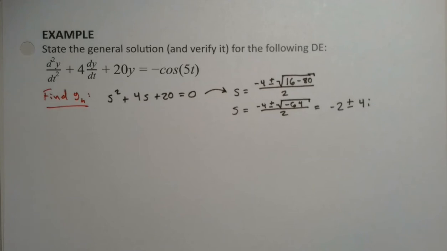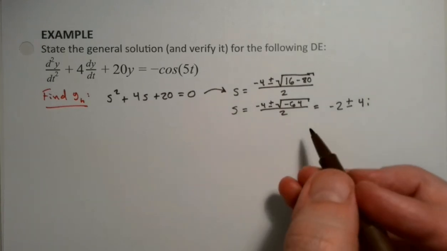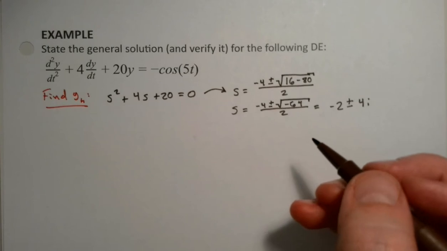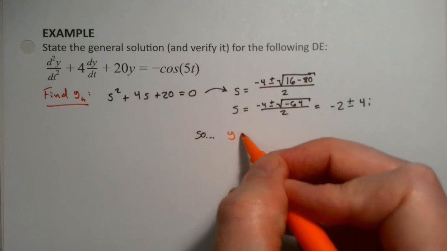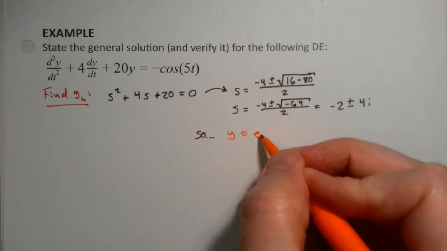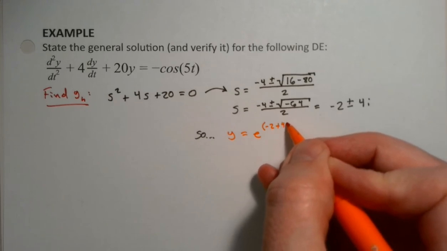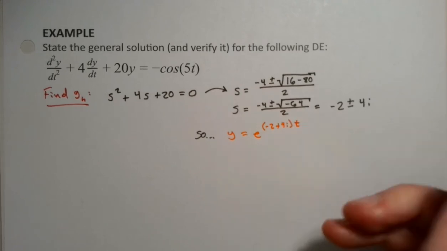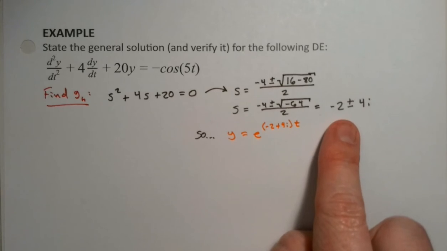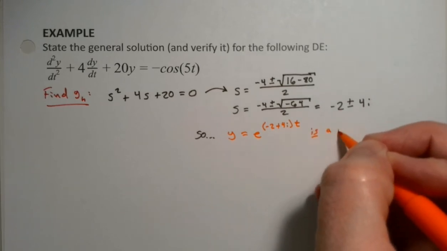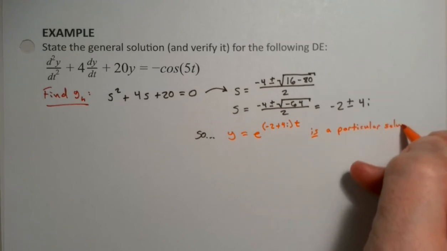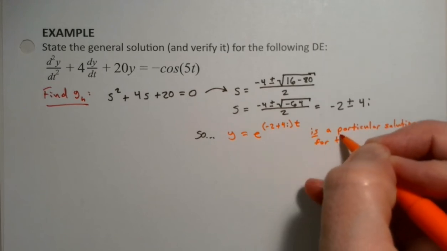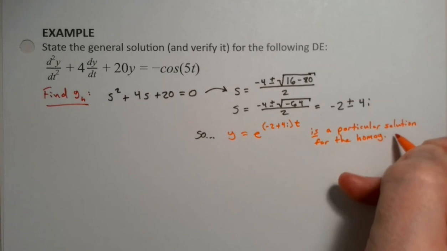And so you might be looking at it and go, wait a minute, what do we do? Well, normally we would say that our solution, just for one of these, would be y equals e to the negative 2 plus 4i times t. Since that's one of the s values, this is a particular solution for the homogeneous differential equation.